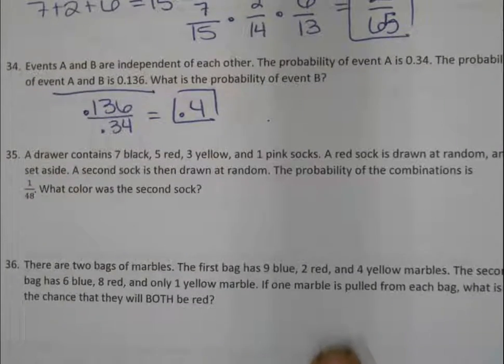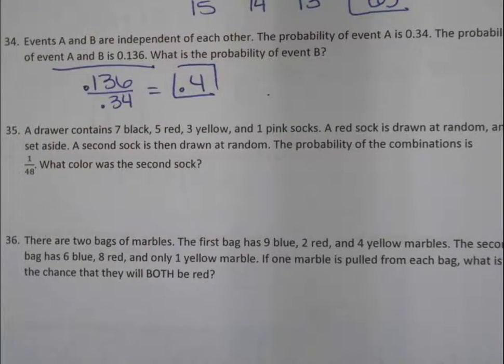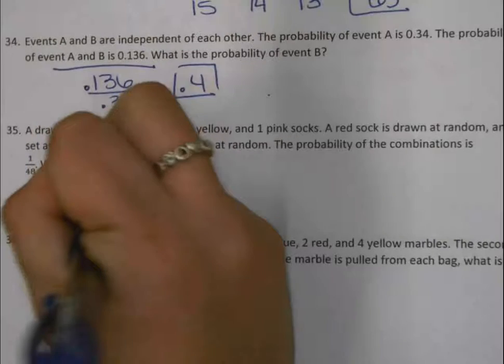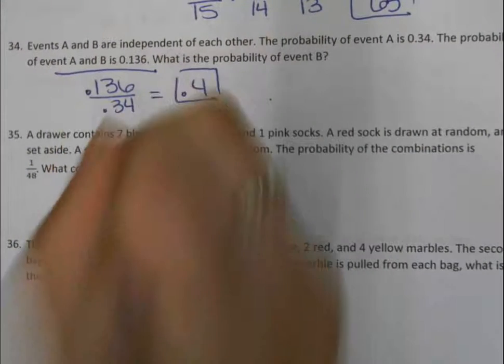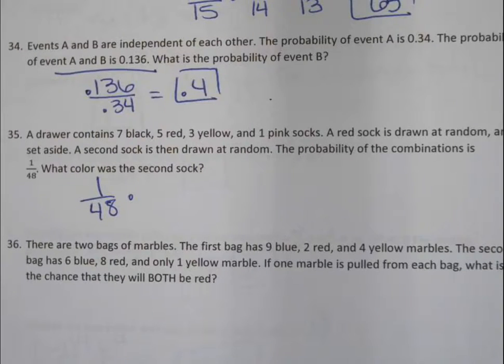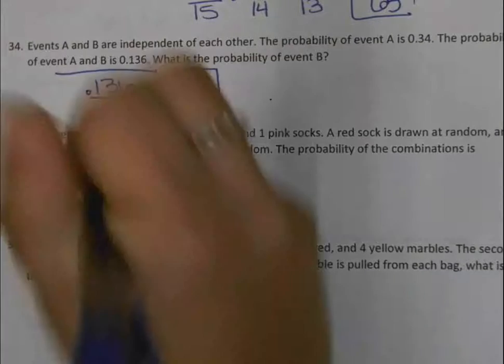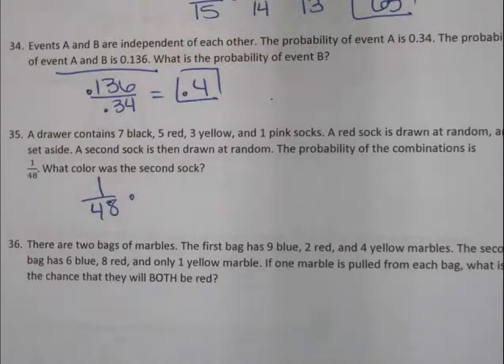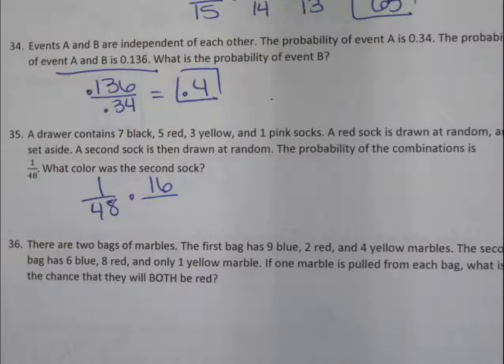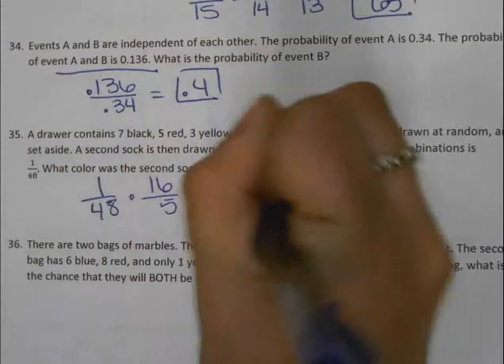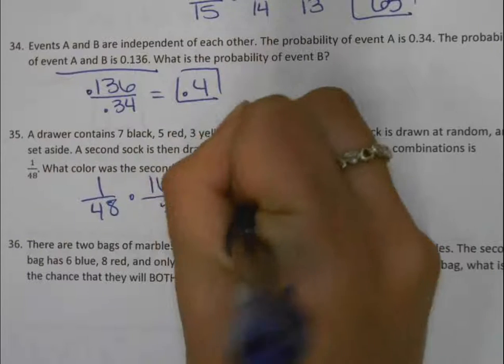Okay. 35 is working backwards. It tells me my final probability. I need to figure out how many socks I had. Okay, so how many total socks did I have? 16. They wanted red. How many of them are red? 5. So I multiply, and the calculator gives me 1/15.